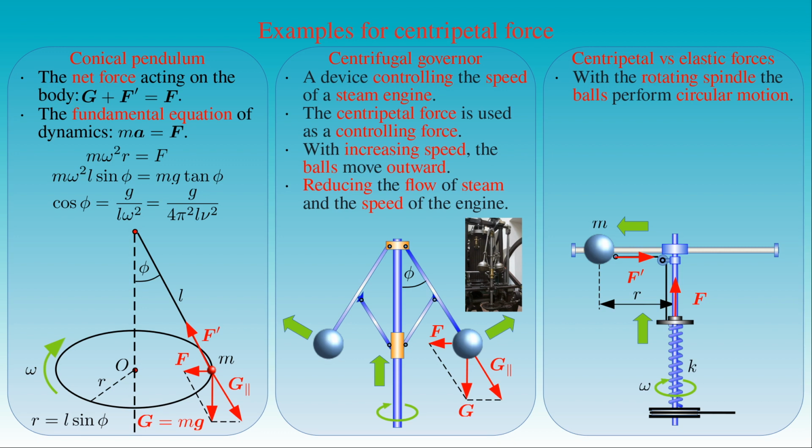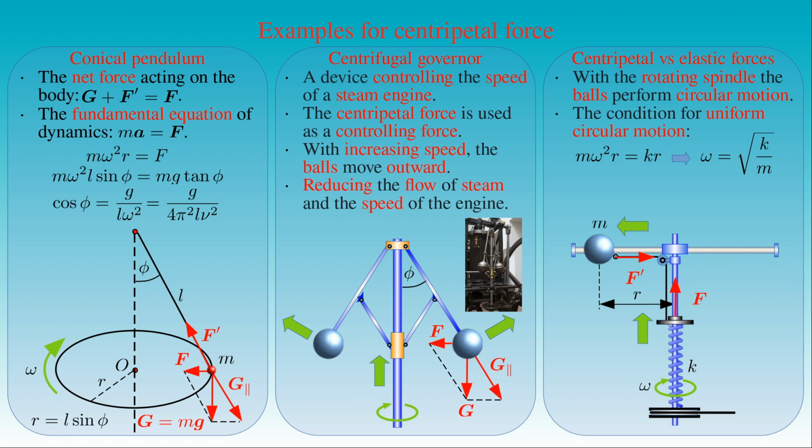The condition of the uniform circular motion of the ball is that the magnitude of the centripetal force acting on it must be equal to the magnitude of the elastic force produced by the spring. That is, the mass m times the square of the angular velocity omega of the ball times the radius r is equal to the spring constant K times the displacement r. Then we can express the angular velocity omega from this equation as the square root of the ratio of the spring constant K to the mass m.